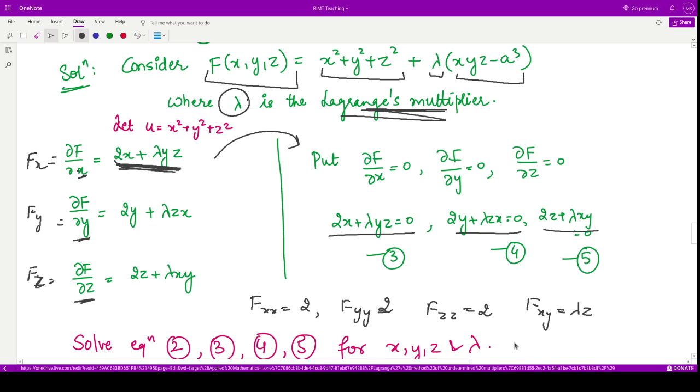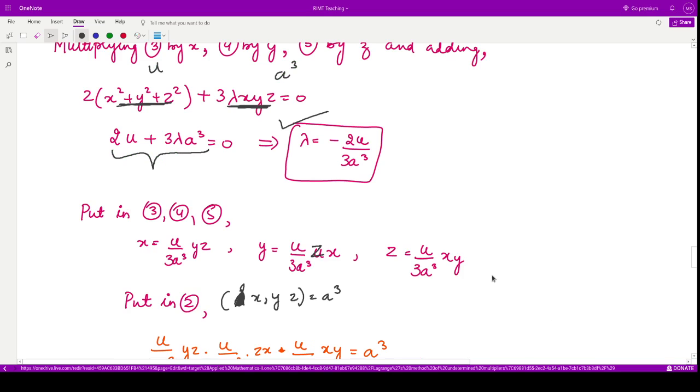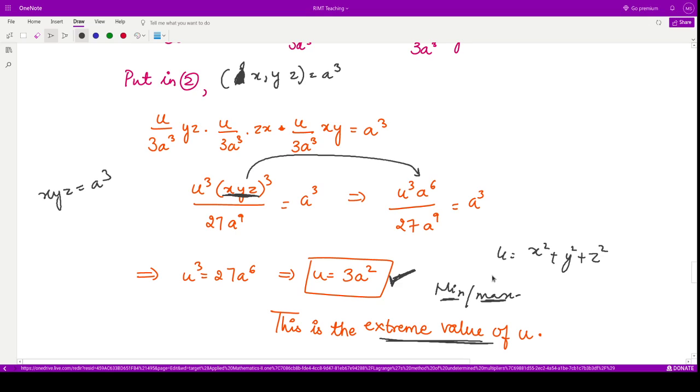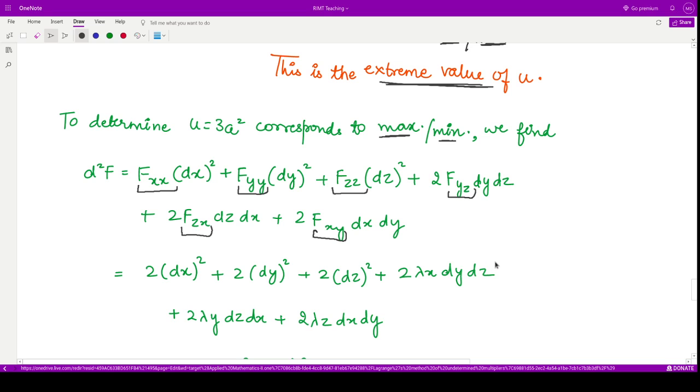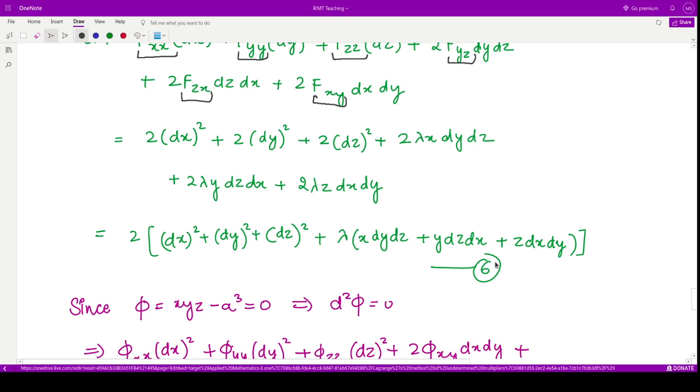So once you have all these values, you can substitute in the expression for d2f. What is the expression for d2f? It is equal to this one. So when you substitute all these values and simplify, you have this term dx whole square plus dy whole square plus dz whole square plus lambda times this term. Say I'm marking this as equation number 6.